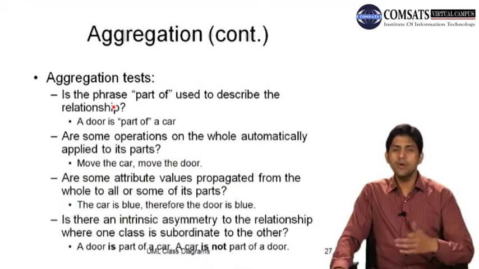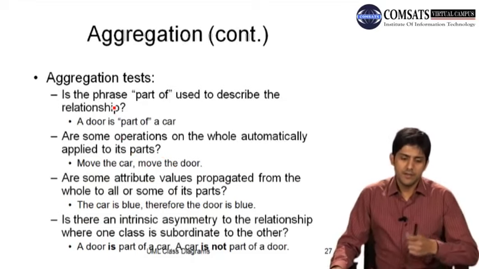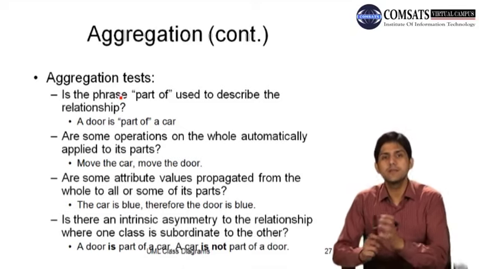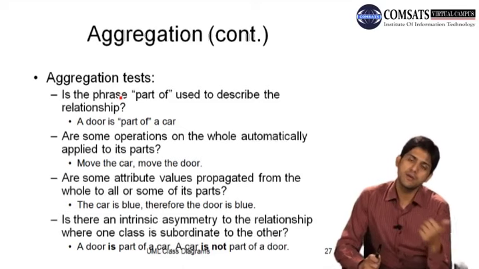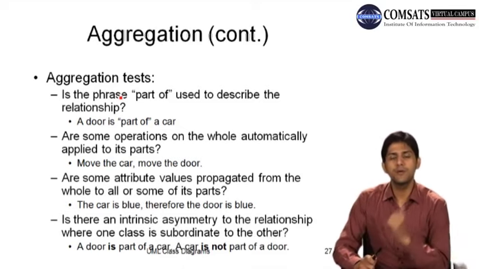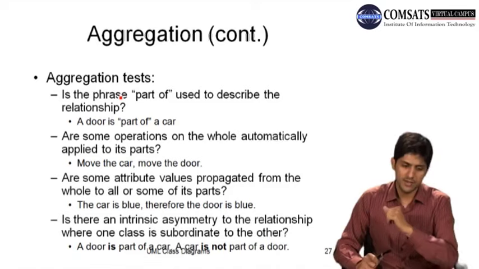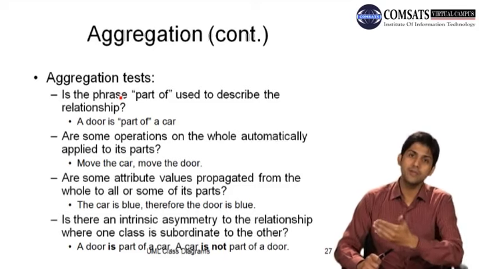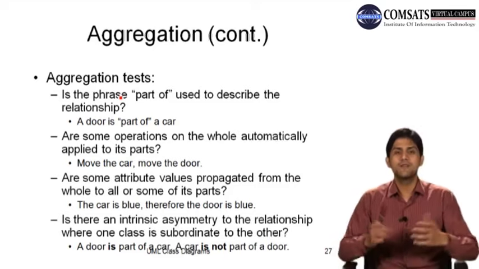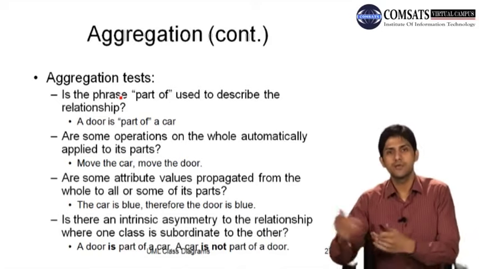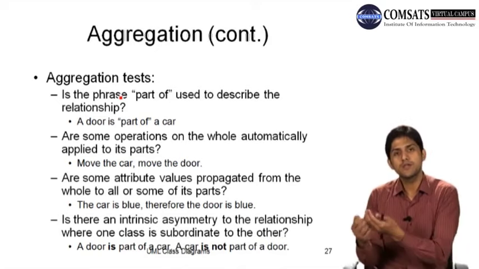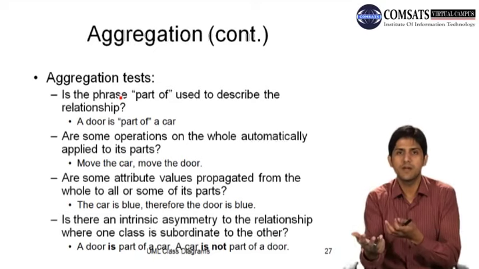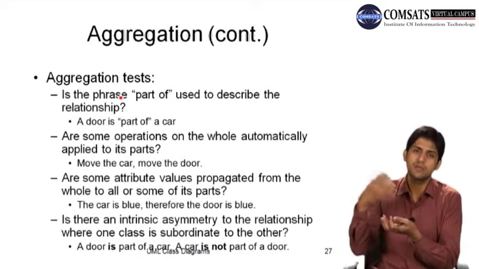Okay, so how do we actually test that there is aggregation? Is the phrase "part of" used to describe the relationship? If you are saying that this is part of this, as we say a door is part of a car or a window is part of a wall, then there is an aggregation here. Similarly, are some operations on the whole automatically applied to its parts? Move the car, move the door. For example, the interesting thing is that when you drive the car, its doors also move along with it. That is an operation of that particular object, and when you apply it to that object you find that the other object also moves along, which means there is aggregation, that is, one object is part of the other object.